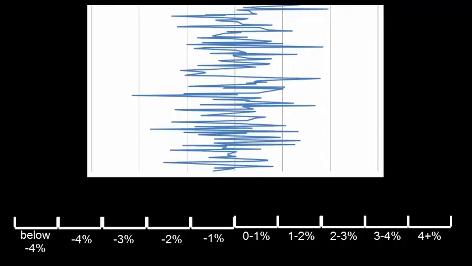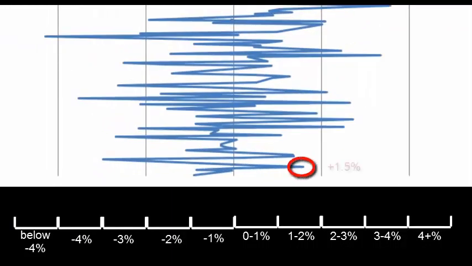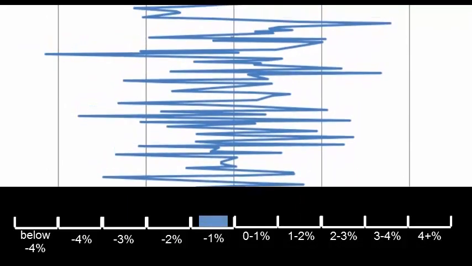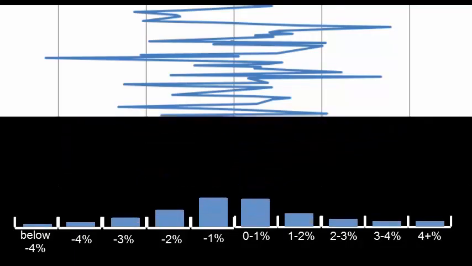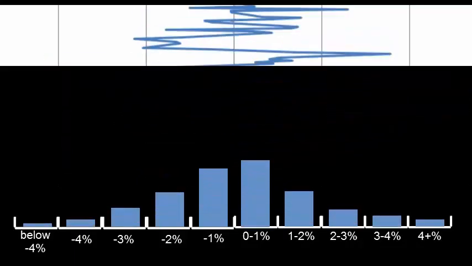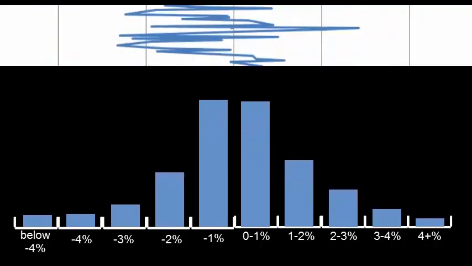Then we place each daily return into its bucket. A return of 1.5% would go into the 1 to 2% bucket. A negative 0.5% return would go in the 0 to negative 1 bucket. As additional returns are added to each bucket, the bucket gets larger. We continue this process until all returns are placed into buckets.